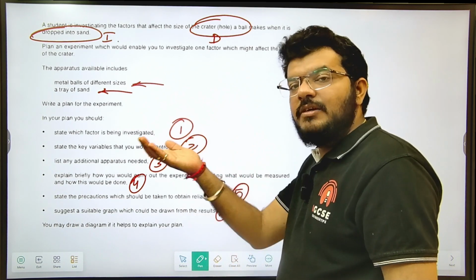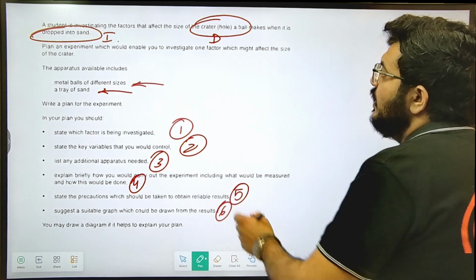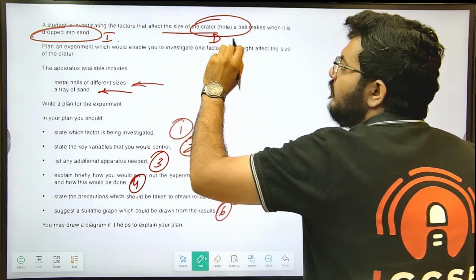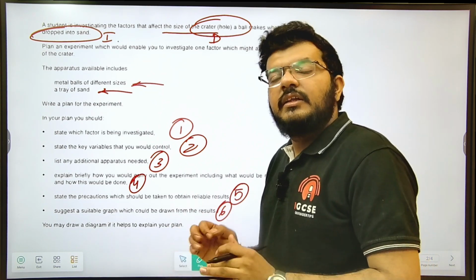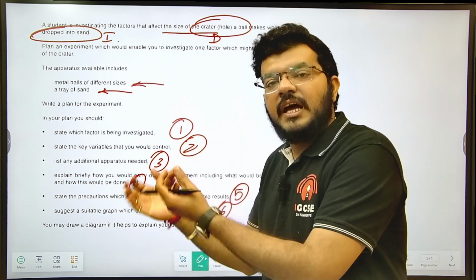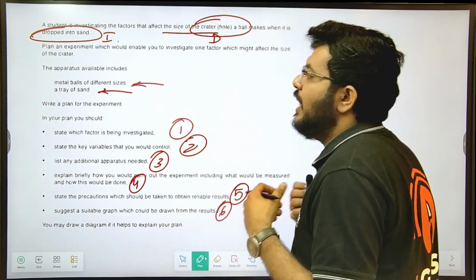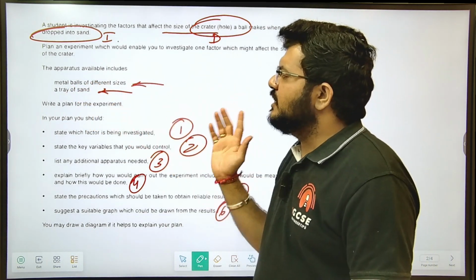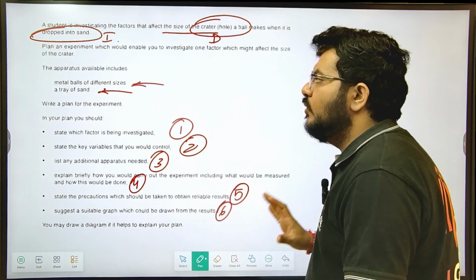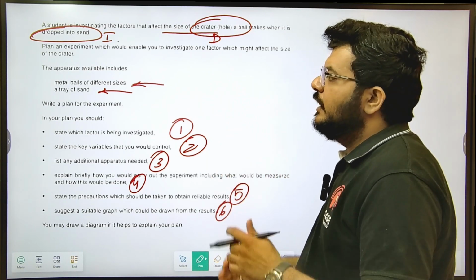Or I can take one ball and drop it from different heights. I want to investigate the size of the crater when a ball is dropped into the sand. It is not saying whether it matters which size of the ball or the height from where the ball is dropped. So I am going to take height, even if it says metal balls of different sizes, right? I need only one of them. So what is my experiment?